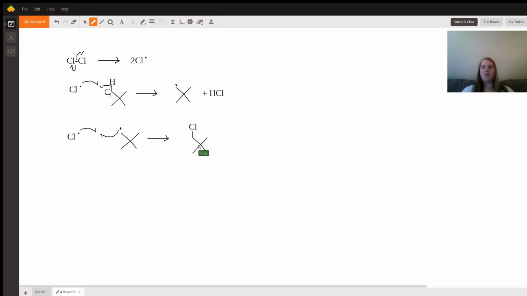And then while it's a radical substitution reaction, I think the best answer for the kind of reaction this would be is a substitution reaction, as you are substituting a chlorine for a hydrogen.